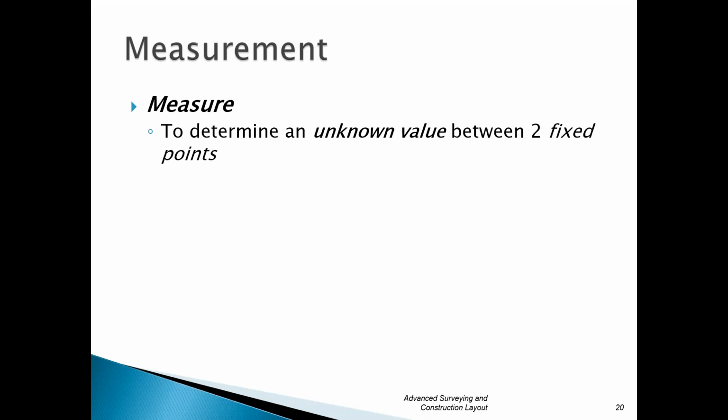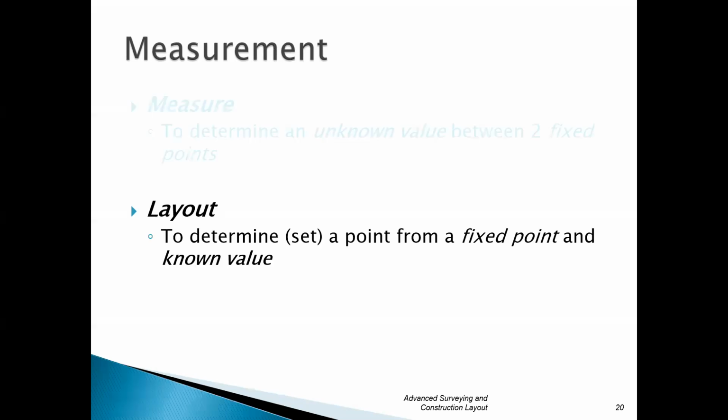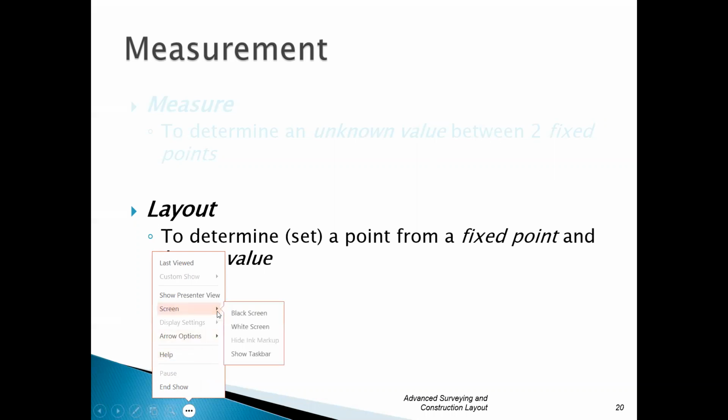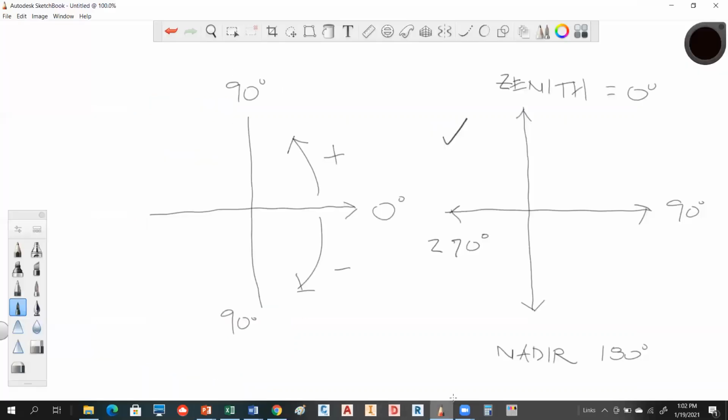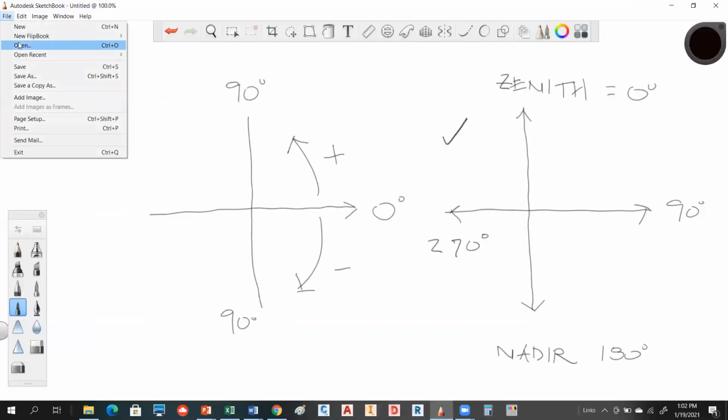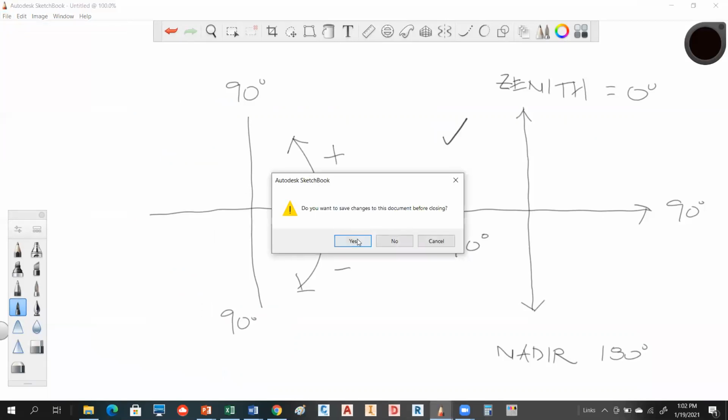And when we lay out, it's different. We are going to determine or set a point from a fixed point and a known value. So if I jump over, let me get over here, I'll show you what I mean by that. We're going to be doing both things actually, and it's important to understand the difference between the two. Very important actually. So let me do a real quick new one.